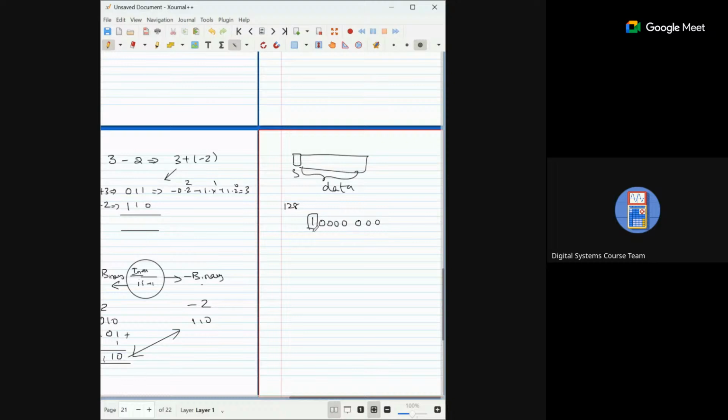In 2's complement, if I consider this as the ninth, most significant bit, and it is 1, it refers to a negative number. But I was given a positive number only, so I want to maintain the positivity, so I'll put 0. Now it becomes a 9-bit representation, which is plus 128.